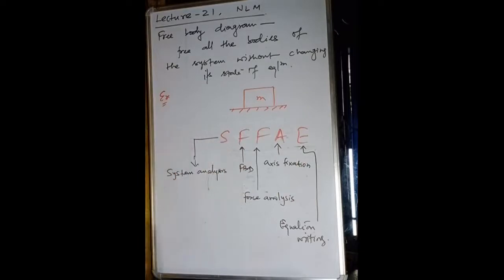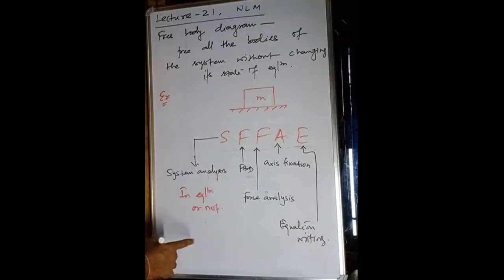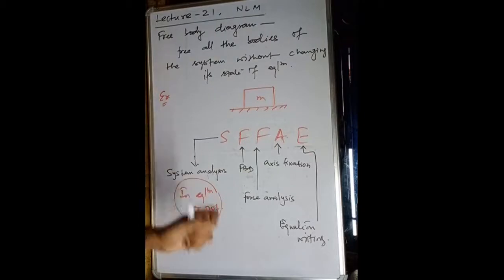System analysis, what does it mean? System analysis means whether the system is in equilibrium or not. If it is in equilibrium, then you will apply Newton's first law. If it is not in equilibrium, then you apply Newton's second law. So system analysis means to find whether the system is in equilibrium or not.